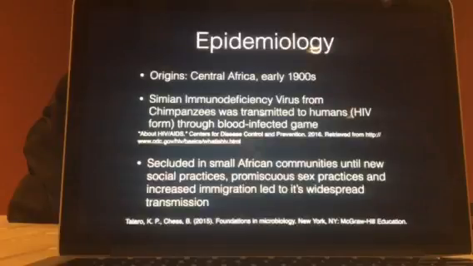What I mean is that humans back in the early 1900s would hunt chimpanzees for their meat to gain nutrition. And if a chimpanzee was infected with the simian immunodeficiency virus, the bloody meat was able to infect the humans. HIV started off being secluded in small African communities until new social and sexual practices, as well as increased immigration, led to its widespread transmission, which is why HIV and AIDS are prevalent almost everywhere.